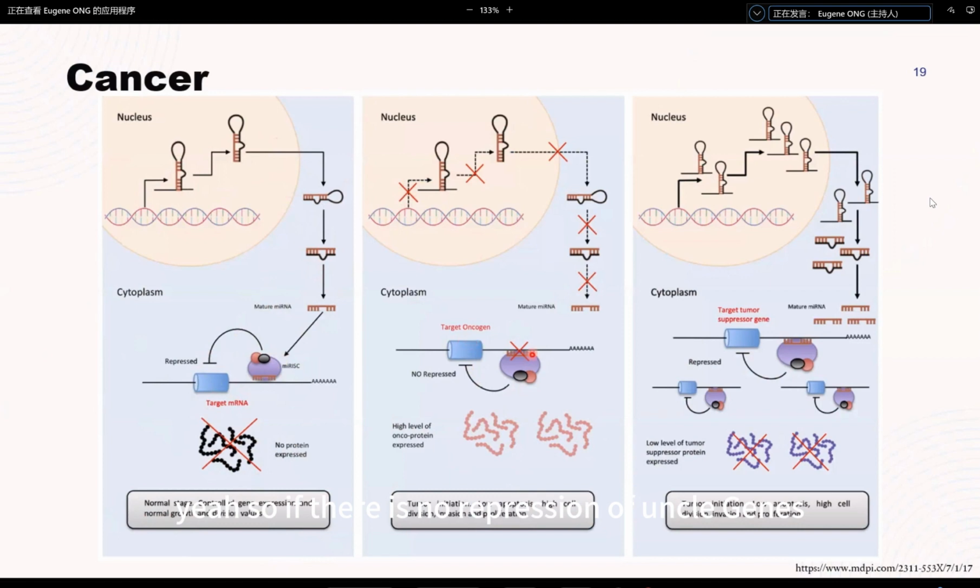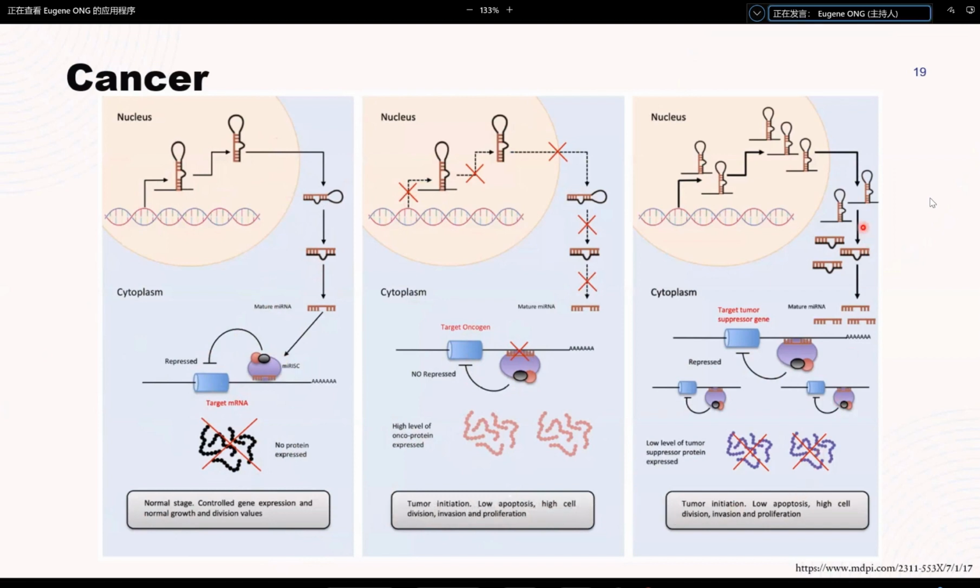So if there is no repression of a certain target oncogene, then you have overexpression or high level expression of oncoproteins, proteins that may promote uncontrolled growth in the cell. For example, it could be low apoptosis, which means that cells which are supposed to have died do not die, therefore they continue to grow uncontrolled. Therefore, you have high cell division, invasion, and proliferation. Those are hallmarks of cancer whereby the cells grow uncontrollably.